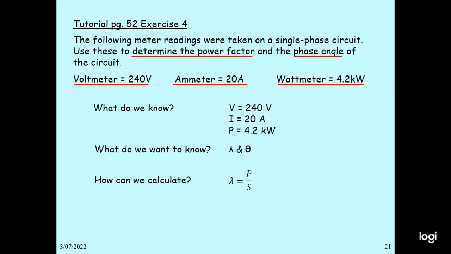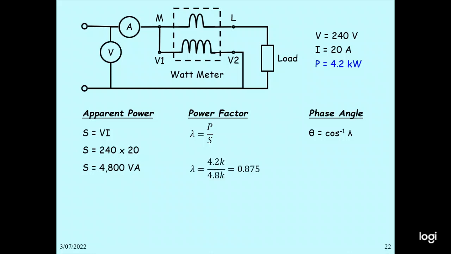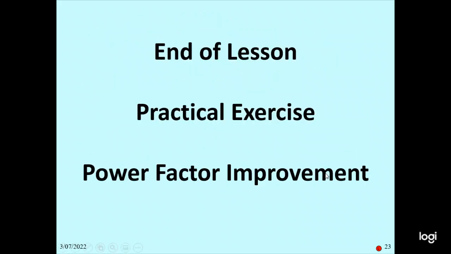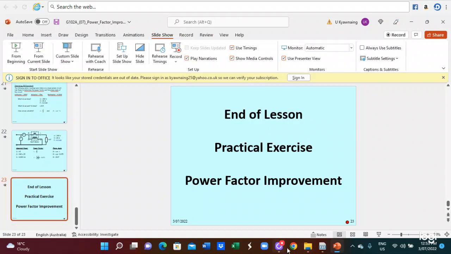Lambda equals P by S, theta equals cos inverse lambda. So we draw the diagram of voltage, current, and power, and theta equals cos inverse lambda. S equals 240 times 20, so 4.8 kVA. Lambda equals 4.2 divided by 4.8, so 0.875. And theta equals cos inverse 0.875, which is 29 degrees. So this is the way we complete the AC circuit. After that, we have to do this.